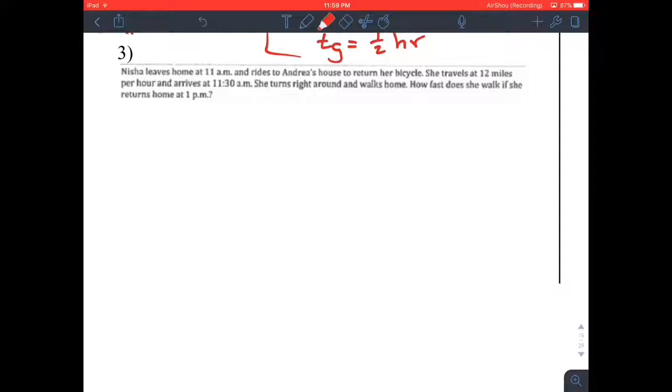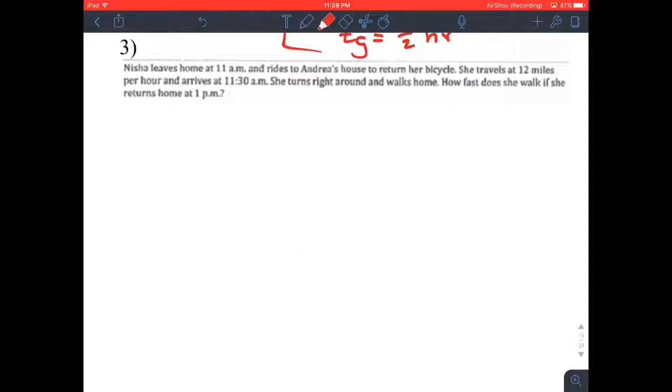Nisha, beautiful name for a boy or a girl, leaves home at 11 a.m. and rides to Andrea's house to return her bicycle. She travels at 12 miles per hour and arrives at 11:30. So let me write down some of this information.